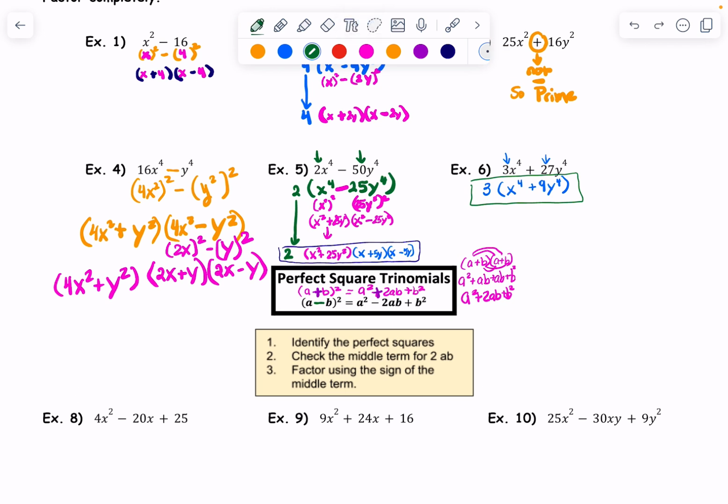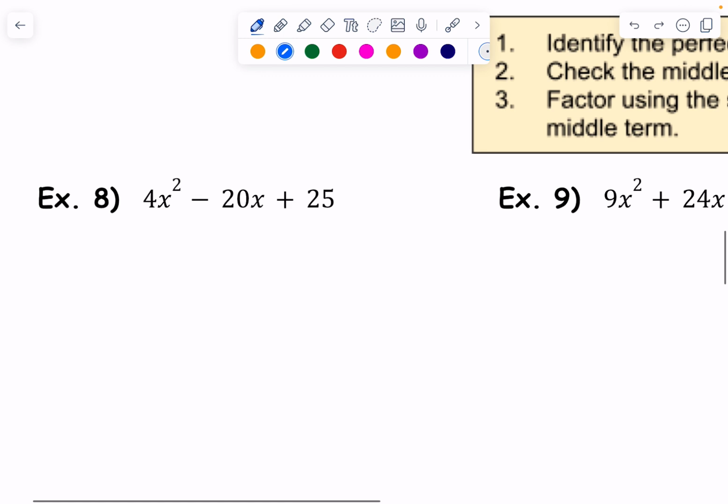Okay, so we're going to first identify these perfect squares. We're going to check the middle term for 2ab, and then we're going to factor using the sign of the middle. Now, you can see how these are all trinomials, so we still have to look for the greatest common factor as we go. Well, 4 is the lowest number, and it's only made from 2 times 2 or just 4. That's okay with the 20, but it's not okay with the 25. So there's not going to be anything in common between this whole thing.